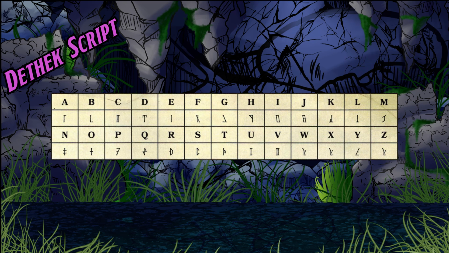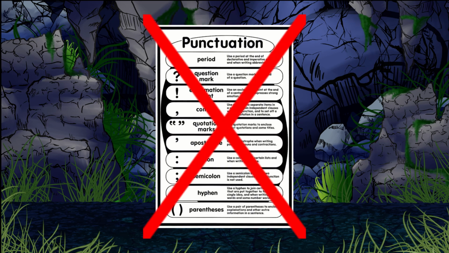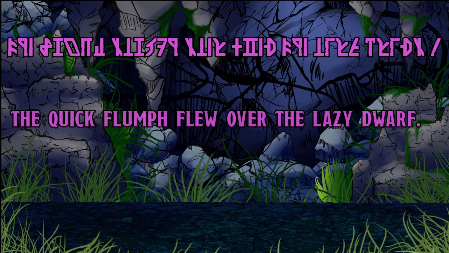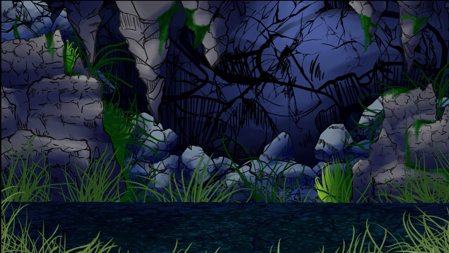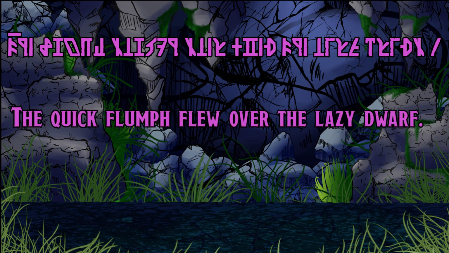Another fun thing I learned during this adventure is that there are no punctuation marks, like a period. So they finish a sentence in Dethek by making a big line at the end, like so. There's still spacing and capitalization though. To capitalize a rune, you just have to put a horizontal line over it. That's it. That's all you have to do to make it a capitalized rune. Just a little line. That's all you need.